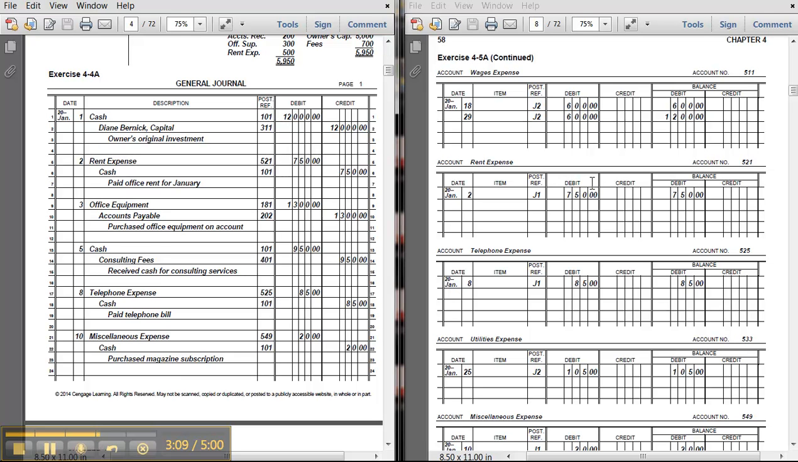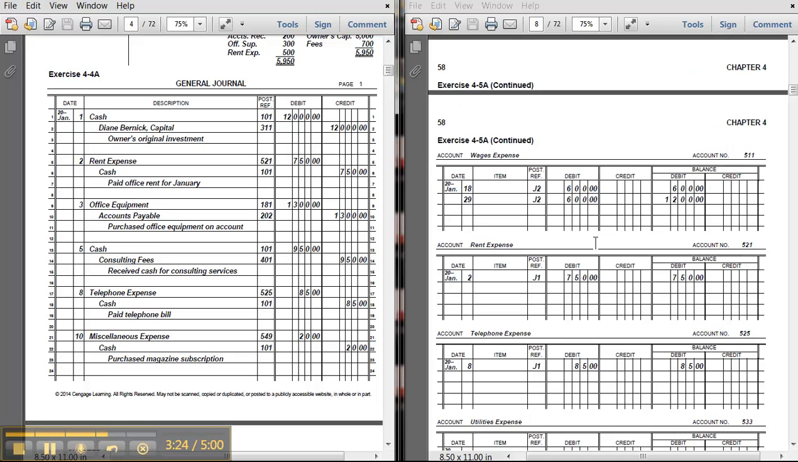So anytime I debit this account, I'm going to add. If I ever credit this account, I'm going to subtract. But my ongoing balance should always be on the normal balance side, which is the debit side. It came from journal page 1, and I take my 521 and post it back.